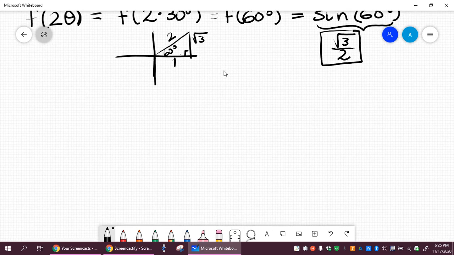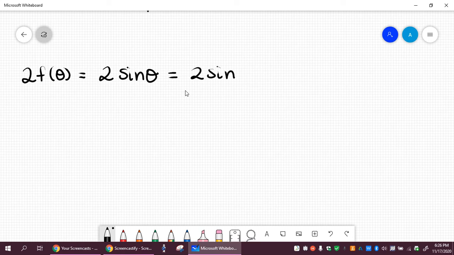All right, let's move up to do another kind. Let's look at one that looks similar, but the 2 is in a different location. So let's look at 2 times f of theta, which means that I'm really taking 2 times sine of theta, because f of theta is sine theta. So since theta is 30 degrees, this is really equal to 2 times sine of 30.